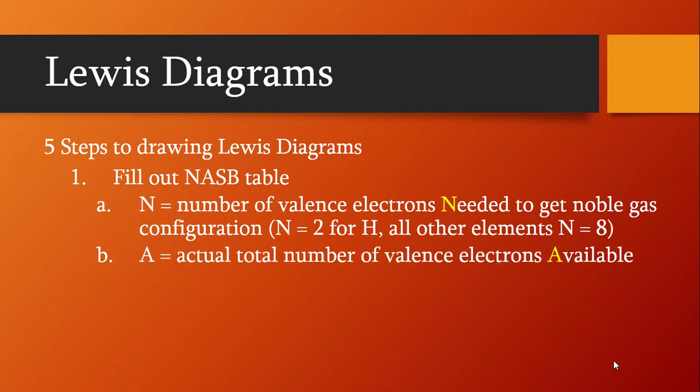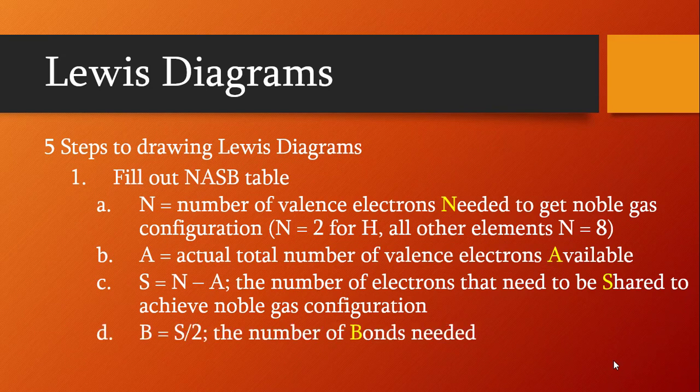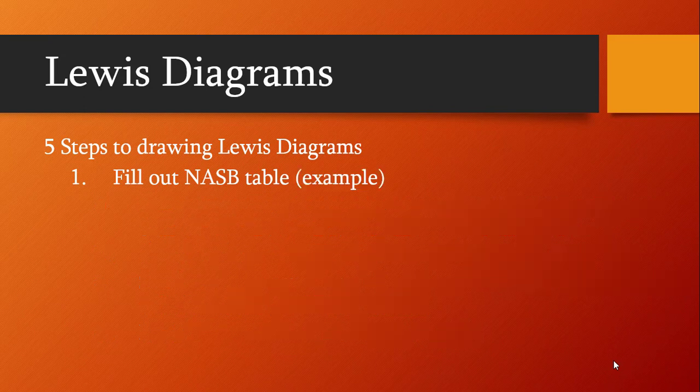The A is the actual number of valence electrons that an element has available. The S is the number of electrons that need to be shared so that the elements can achieve noble gas configuration, and S is actually equal to the total N minus the total A. And because each line of a bond represents 2 electrons, the number of lines that will need to be drawn, or the number of bonds needed, is equal to S divided by 2. So let's do an example.